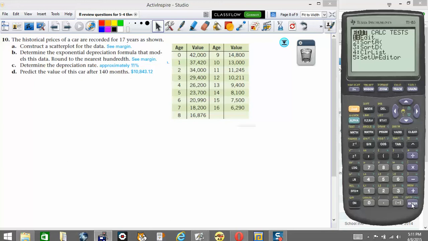and edit, and you'll see here that in L1 and L2 we're going to put our data. L1 is going to be the ages 0 through 16, and L2 is going to contain the values from 42,000 all the way down to 6,290. So on L1, you can use your 10 key here. You're just going to 0, enter, 1, enter, 2, enter, and then do this all the way to 16.